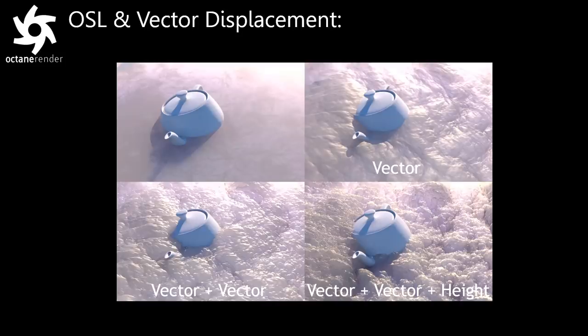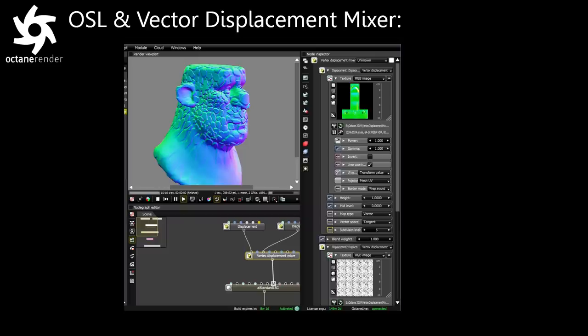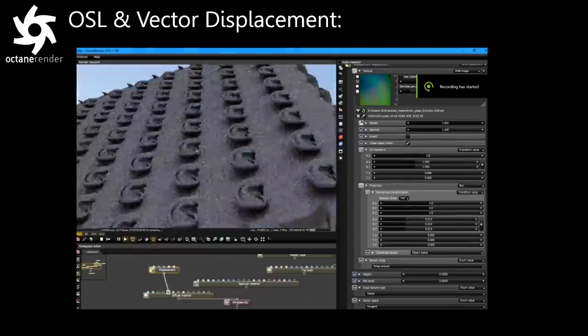So you can mix these things together. We have the ability for you to mix different vector maps, different procedurals. You know, I'm showing here, I'm taking a vector map and a height map, and I'm blending them together. All of this is done live. There's no baking necessary. It's really, really cool, and it's really fast.